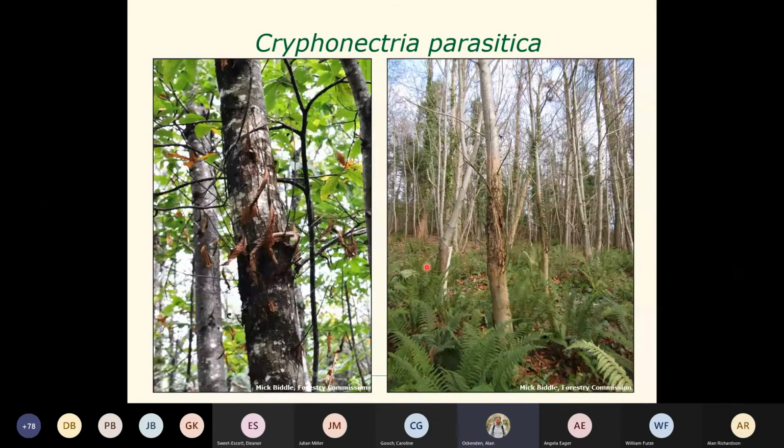And like a lot of things that attack trees, the tree then tries to throw out a load of epicormic growths because it's under stress and not happy and trying to react to that infection. So with the cankers, you'll quite often see a proliferation of epicormic growth just above and just below those cankers. It's something to keep an eye out for when you're looking through your stands.